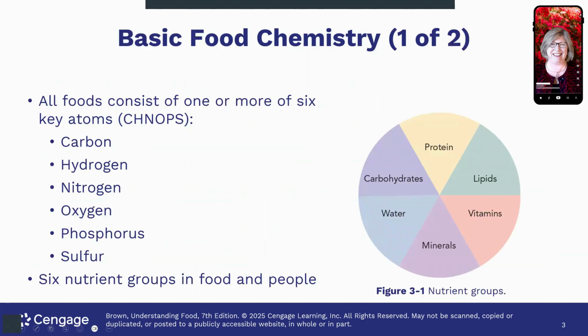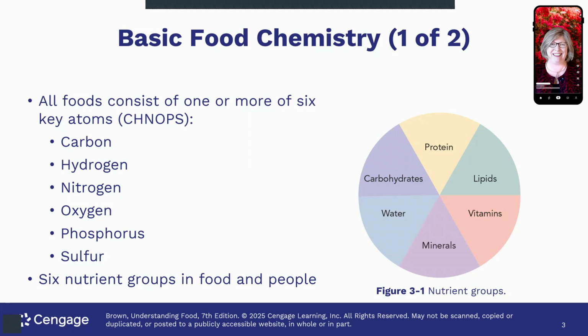Let's start with basic food chemistry. The 6 nutrient groups are carbohydrate, protein, lipids, vitamins, minerals, and water. These are the 6 classes of nutrients that you will hear in any nutrition class. It's the very basic way that we organize the composition of food.